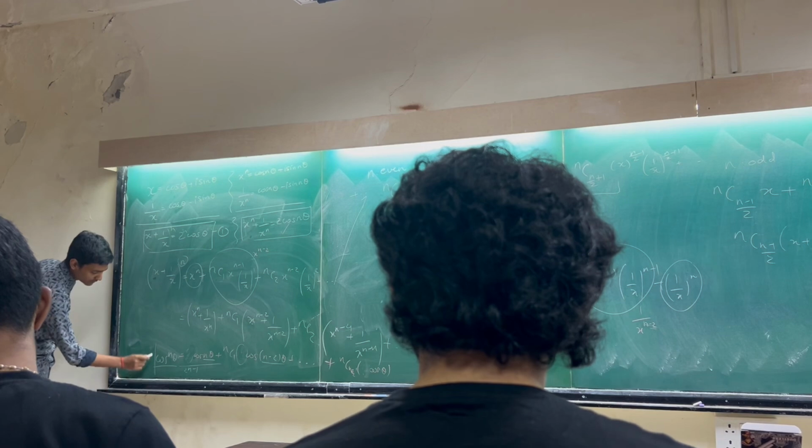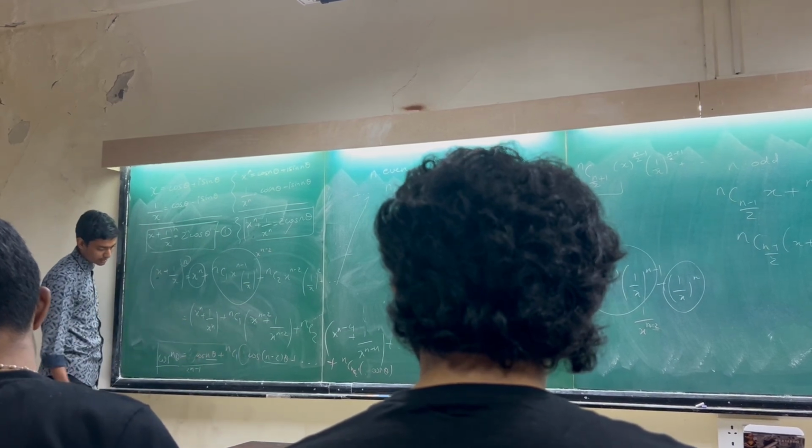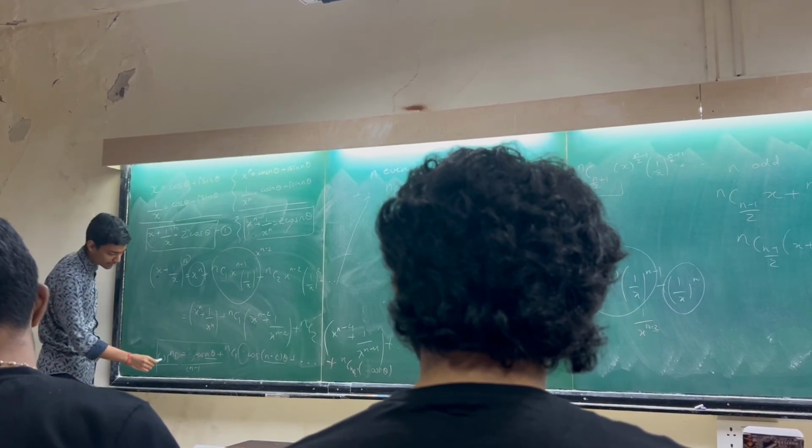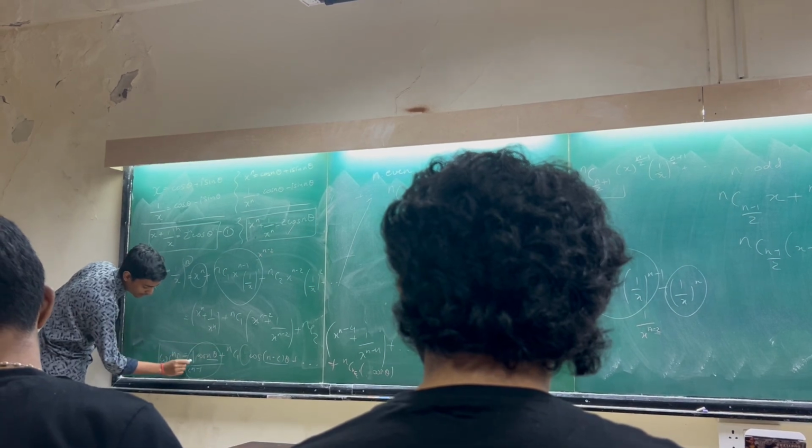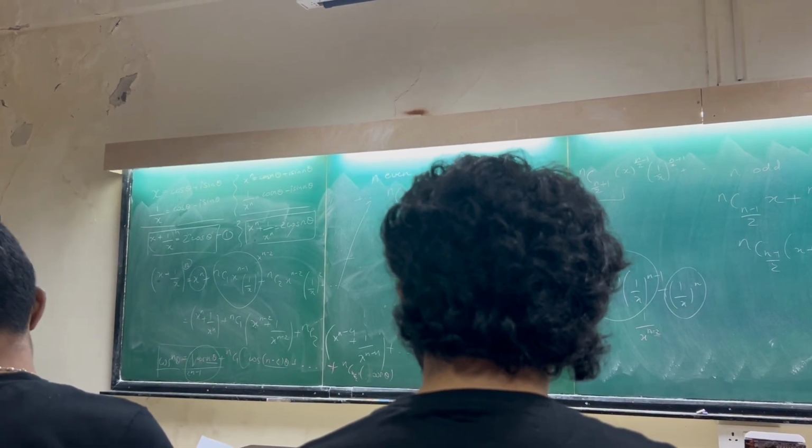So we can see that cos n theta has got this particular expansion, and whether it's even or odd, no matter, the cos n theta is going to contain the coefficient of 1 upon 2 raised to n minus 1.